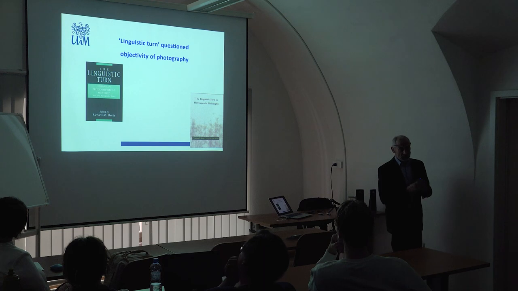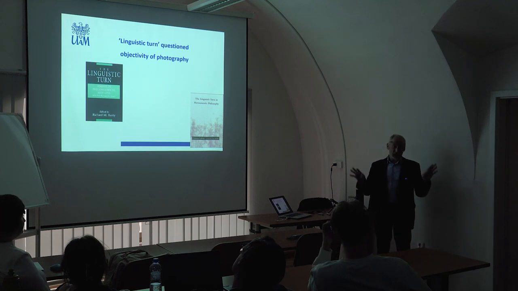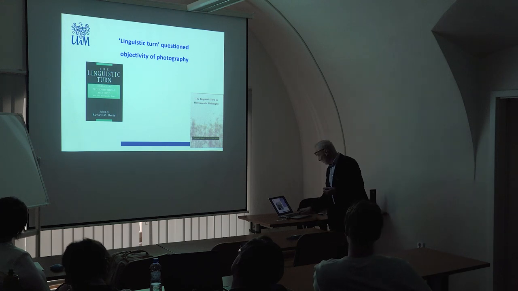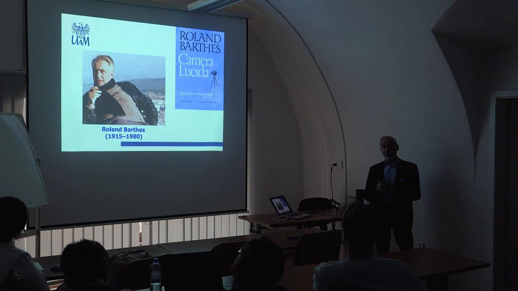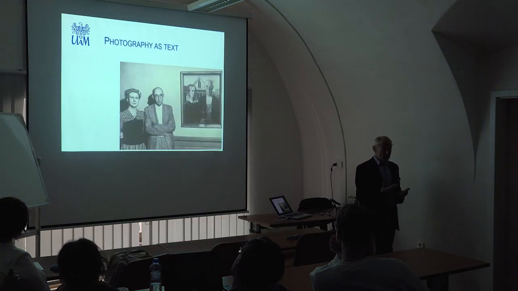In the 60s and 70s, something changed in philosophy, called the linguistic turn, and it questioned many, many aspects of thinking about the world, including the objectivity of photography. And it was what started me to be interested in photography. One of those who really discussed the role of photography in culture was Roland Barthes, a French philosopher and photographer. One of his very influential books was Camera Lucida, Reflections on Photography. It completely changed the perspective of looking at the photograph.